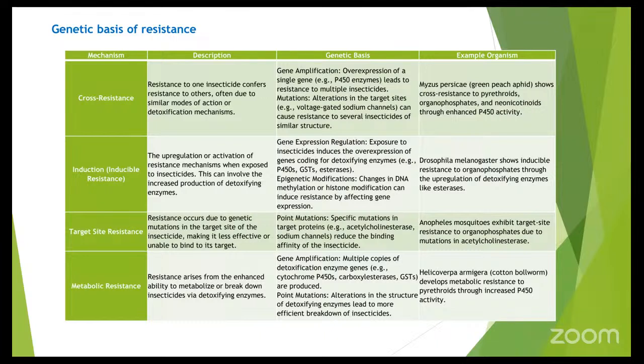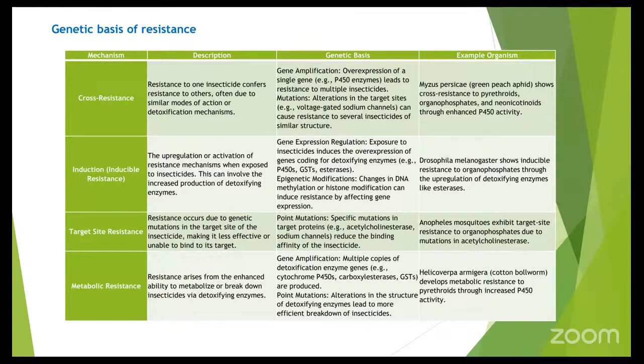Coming to target site resistance, the resistance occurs due to genetic mutations in the target site of the insecticide, making it less effective or unable to bind to its target. Coming to induction, induction is the increased production of enzymes caused by the presence of certain inducing substances derived from the food, treatment with chemicals, or normally occurring in the body. So it is an individual reaction to the substances, and the induced state is not inheritable.